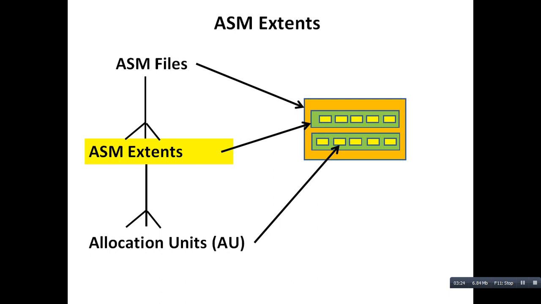Now let's come to the next data structure, ASM extents. ASM extents consist of one or more allocation units. An ASM extent is a set of allocation units. In the current slide, the green rectangle box is a collection of individual allocation units. We call this set of allocation units together an ASM extent. We have two different types of extents: one is physical and the other is virtual extents.